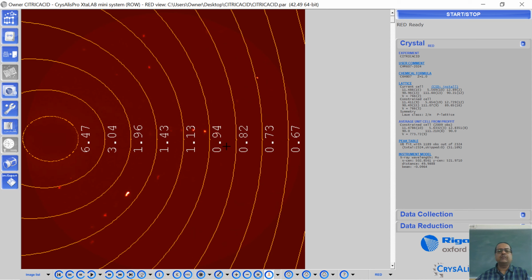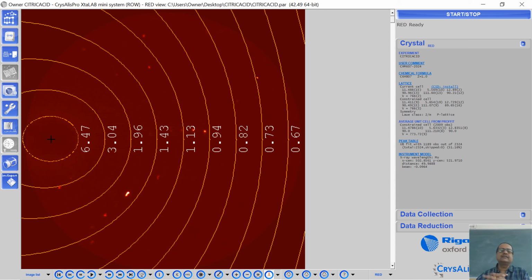You see, these numbers that are written here are the resolution values in angstrom. The larger the number, the lower the resolution, that is, the lower the 2 theta value. The point where my cursor is, that point is your 2 theta 0. That point is where your direct beam comes and falls on the detector. And as we have a beam stop, we don't see any direct beam intensity coming on that particular point.